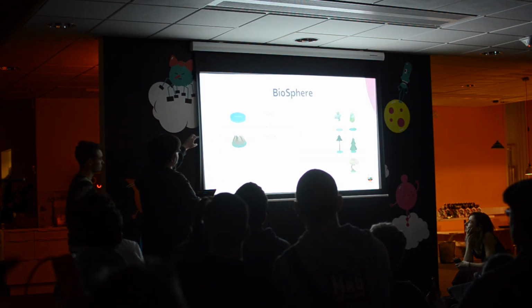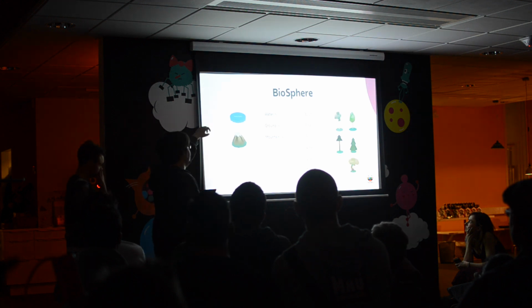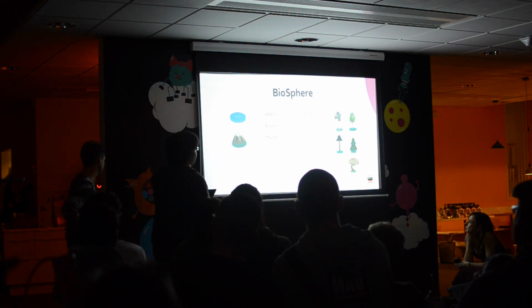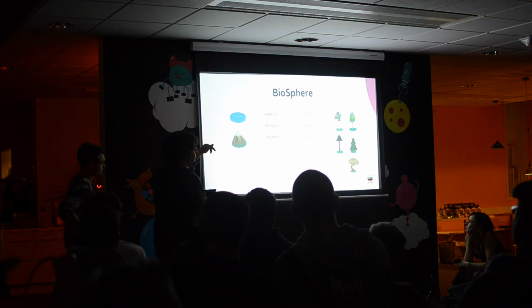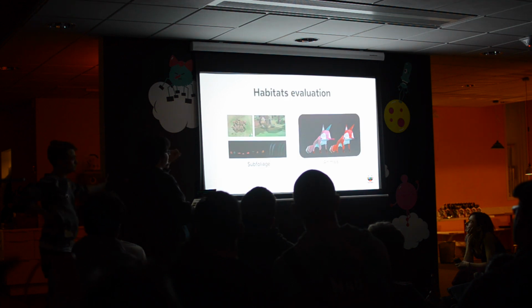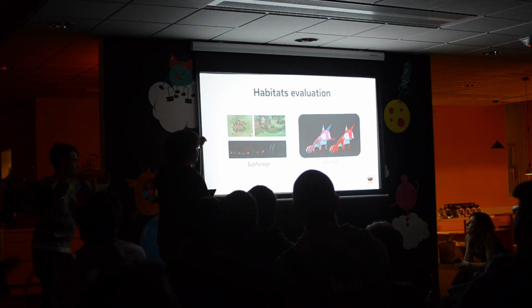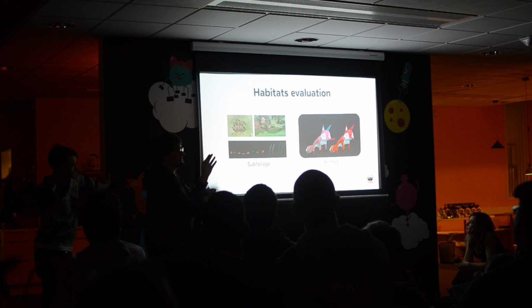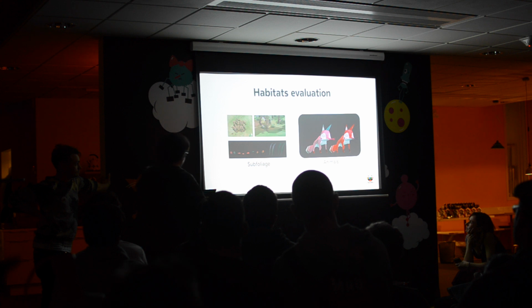So, for example, each of these biospheres contains information of the amount of water in that space of terrain, the amount of ground, the amount of mountains, and each type of tree. And then with this information, each biosphere evaluates habitat. We just say, okay, if there is this percentage of this type of tree and this amount of ground, spawn this type of tree. And the same for animals.